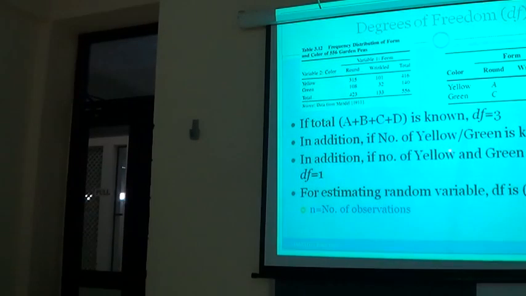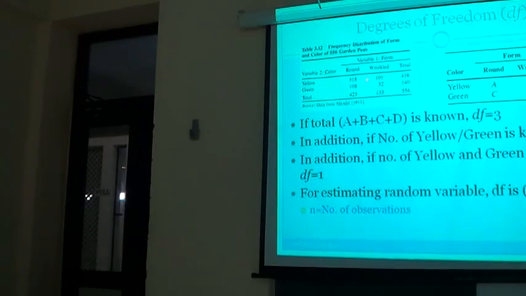In addition, if the number of yellow or green is known, either of these, say the number of yellow is 416 or 140, then I can simply calculate the other by subtracting. So then the degree of freedom is 2. And in addition, of course, all these should be known. These are hierarchical. If the number of yellow and green is known without knowing the total, it again drops back to degree of freedom 3. In addition, if the number of yellow and green is also known, then the degree of freedom is only 1. That means only 1 is allowed to vary here.